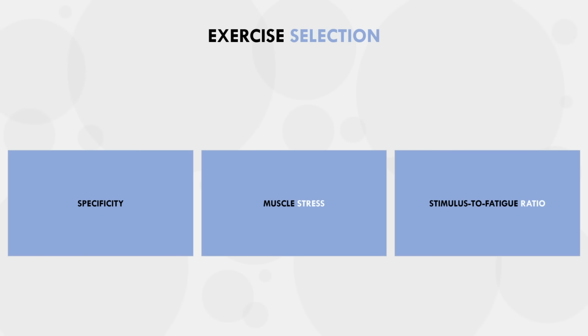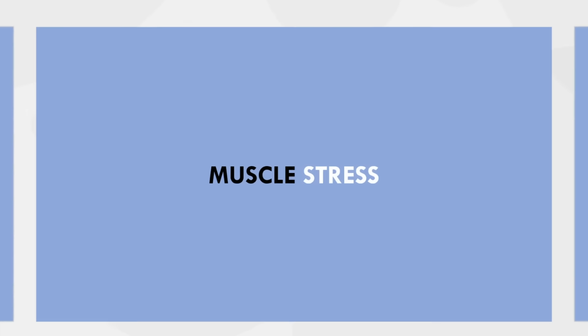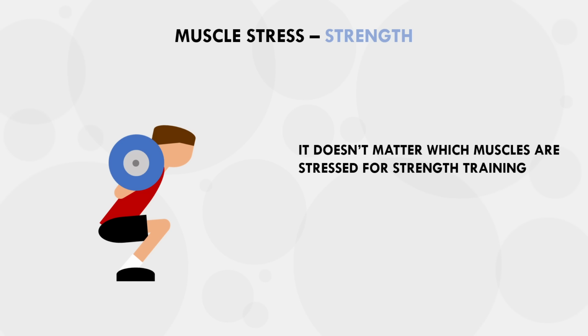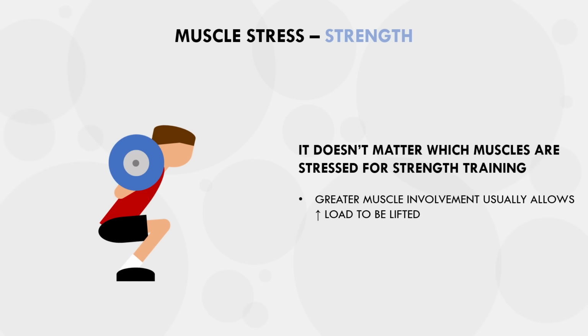This leads us nicely onto the next point regarding exercise selection, which is muscle stress. This refers to which muscles receive the most amount of stress and local fatigue during the exercise. For strength training, muscle stress is not really important. This is because it doesn't really matter which muscles are being trained, it just matters how much load they can lift. Generally, strength is improved when we involve more muscles in the exercise and distribute stress more evenly among the relevant muscles. For example, we can usually lift more weight by performing a low bar squat compared with a high bar squat. This is because the low bar squat allows more of the glutes and hamstrings to contribute to the lift in addition to the quads.